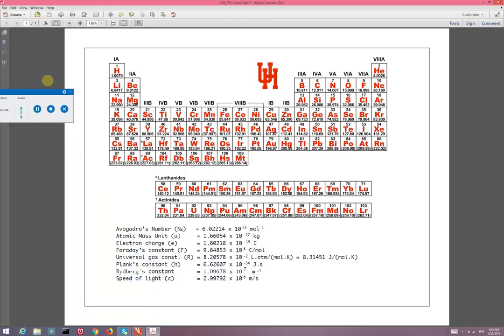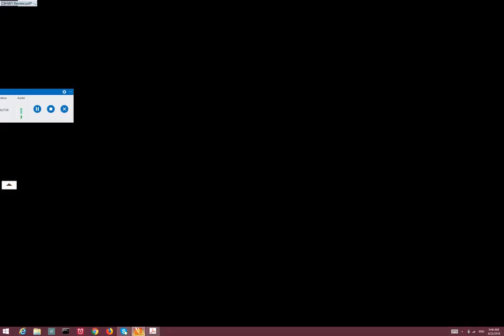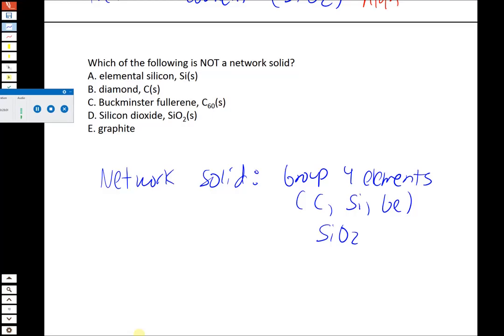So the group 4 elements, carbon, silicon, germanium, ones that are not metallic, but either non-metal or metalloid, those are classified as network solids. All of them have that diamond structure, that sp3 tetrahedral arrangement in all directions. So elemental silicon is a network solid. Diamond is a network solid with the exact same structure, but with carbon instead of silicon. SiO2 is really our classic example of a network covalent compound. And then graphite is the other major form of carbon.